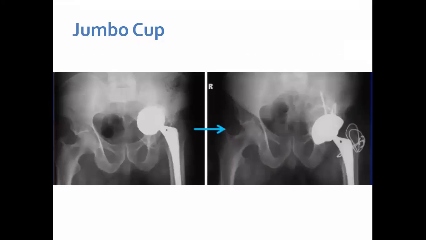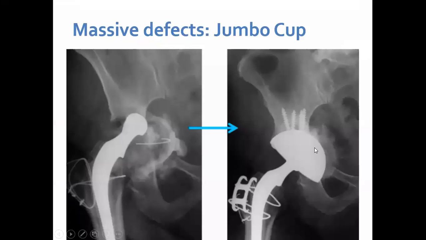Another example, the same situation. The jumbo cup was fixed with screws, and it looks stable. One last example of a massive defect that was treated with a jumbo cup, fixed with screws. Again, the medial defect was grafted, and you can see the remodeling immediately.